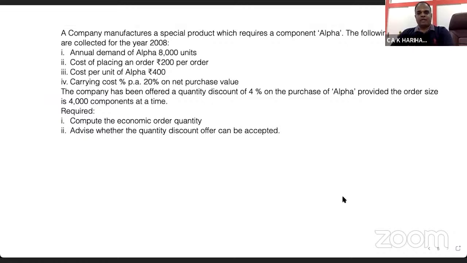The company has been offered a quantity discount of 4% if the order size is 4,000 components at a time. First one, EOQ; second one, we have to advise. First part is easy, compute EOQ. Find EOQ quickly. EOQ part is easy, right?